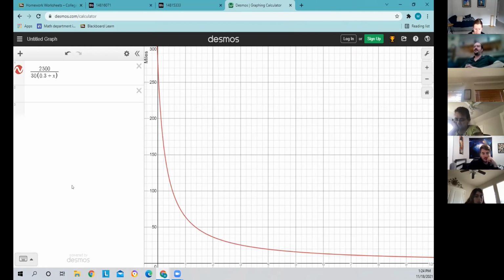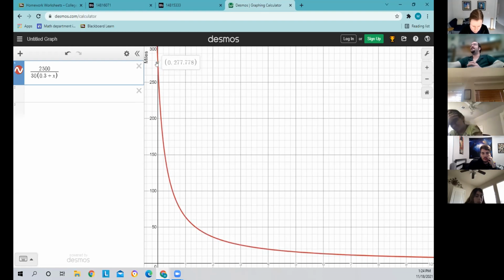Is this what you would think when you're going uphill and you're stopping? Does this make sense? Yeah, it does. As the grade increases, what happens to your stopping distance? As I increase my grade in my X direction, what direction is my stopping distance going in? It should be going down, right? Maybe we got an intercept there, 0.277. I guess there's an intercept.